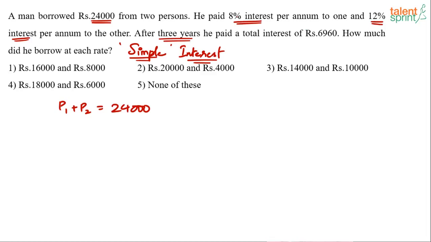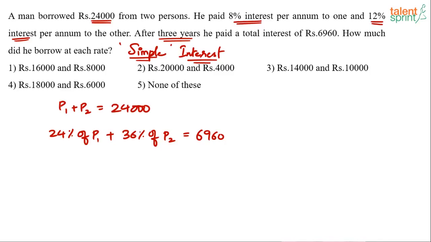Now the simple point is, if he's paying 8% every year, how much will he pay in 3 years? 24%. 24% of what? P1. Similarly, if he's paying 12% per year, how much will he pay in 3 years? 12 into 3, 36%. 36% of what? P2. So 24% of P1 plus 36% of P2 is equal to 6,960. Two equations and two variables. Solve and you'll get the answer.